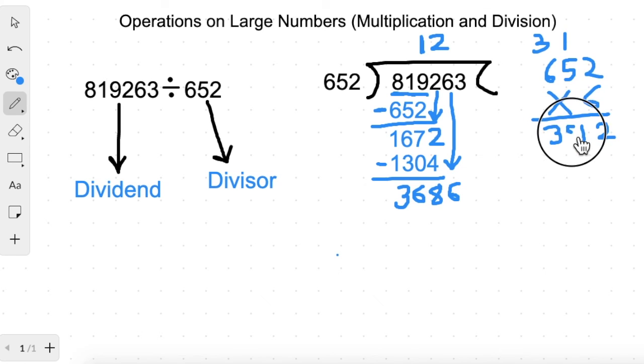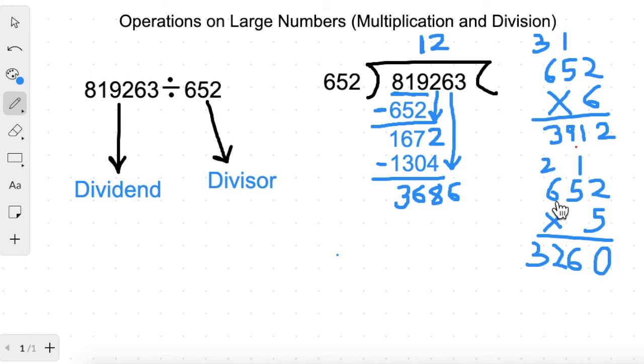So you can see this number is coming out to be more than this number, which means 652 cannot be 6 times in this number. It will be less. Let us try with 5 now. So you can see, children, if we take 652 5 times, it is coming out to be 3260, which is less than this number. So it means that I can take 652 5 times. So it will be this number. Now I'll write this 5 exactly on the top of this 6. Let us find the remainder now.